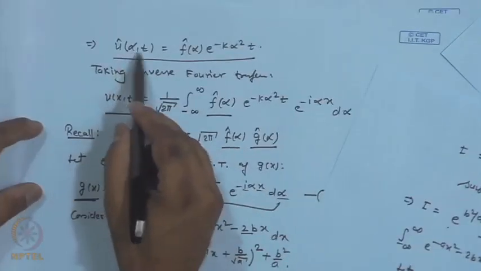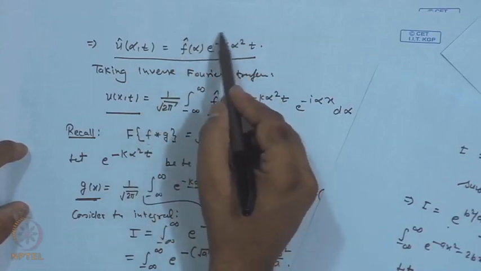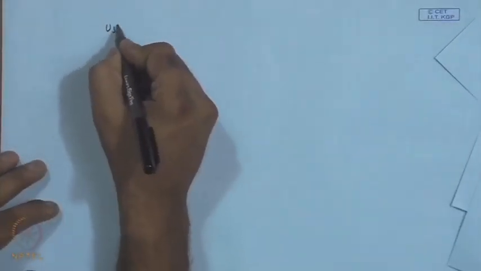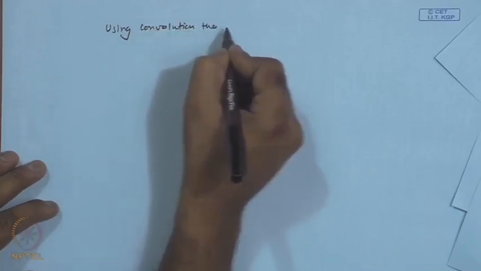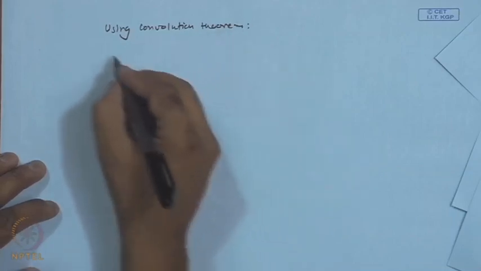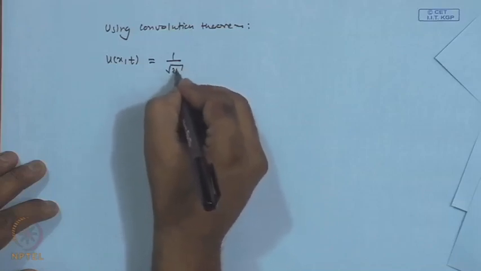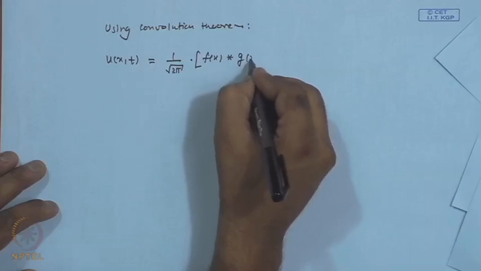And now we can use the convolution theorem, because we had this u(alpha, t) is f hat(alpha), the inverse transform we know, and now for this also we know that g(x) is the inverse transform of this. So, we will use the convolution theorem. Using the convolution theorem, we get u(x,t) is 1 over square root 2 pi and this f(x) convolution with g(x).